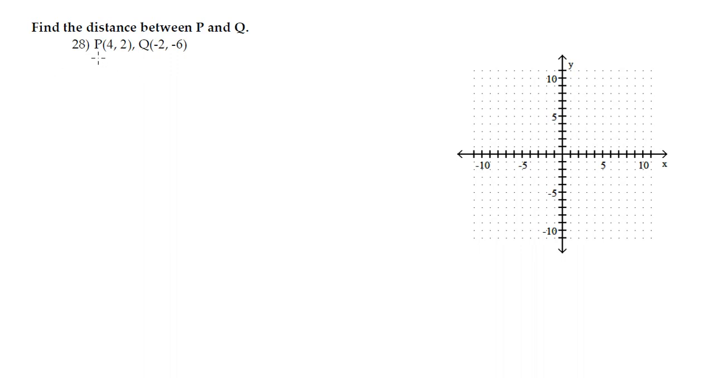Let's find the distance between points P and Q. P is (4, 2). Q is (-2, -6). Do this in two ways. First, using the distance formula.